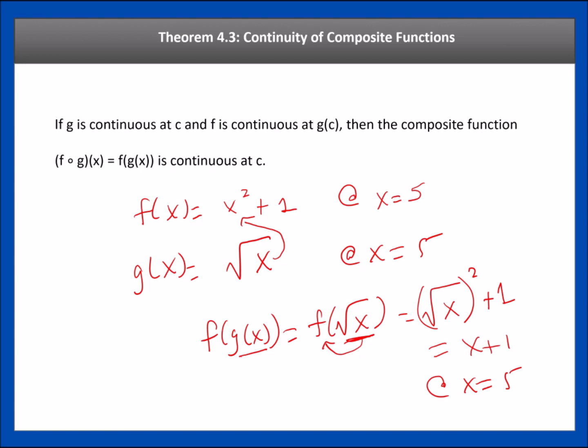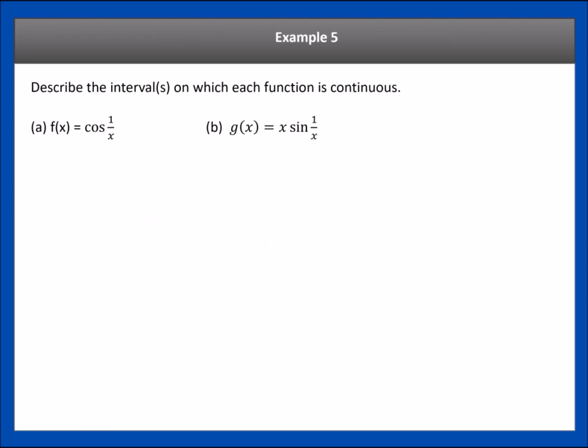So let's look at an example of that. Describe the interval on which each function is continuous. These are composite functions because here we have the function f of x equals cosine of x, but we also have the function g of x equals 1 over x. If I do this composition, I can write it as f of g of x, which is cosine of 1 over x. So there are two functions that compose it. We can use theorem 4.3 for this, for composition.